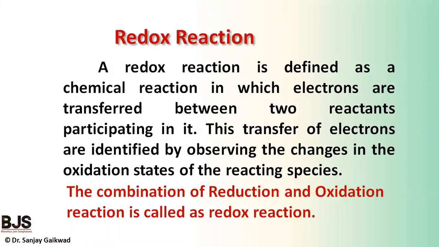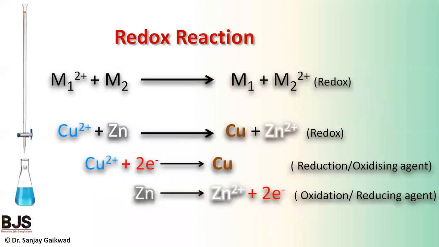In this type of reaction, we observe two reactions: the first is the oxidation reaction and the other is the reduction reaction. These two reactions occur simultaneously with each other. This is called a redox reaction. For example, when a metal ion solution is treated with another metal, we get the first metal plus the other metal ion solution. This is a redox reaction because it is a combination of oxidation and reduction reactions.